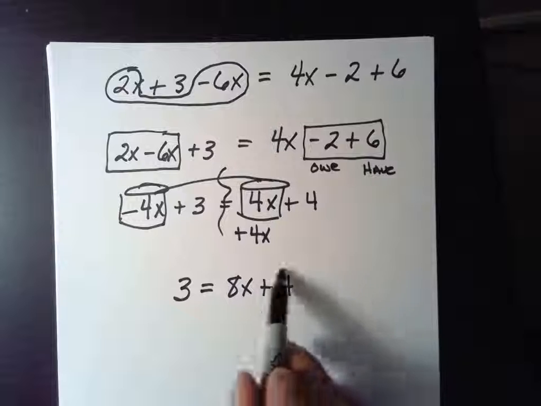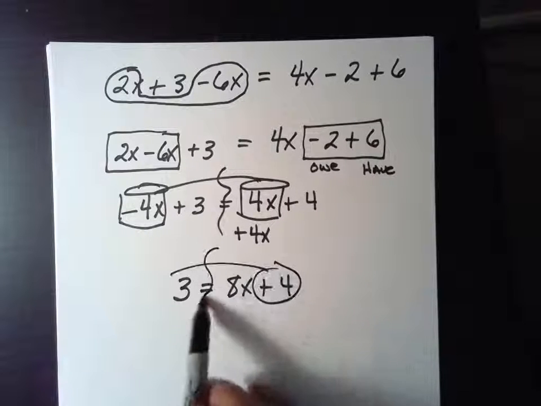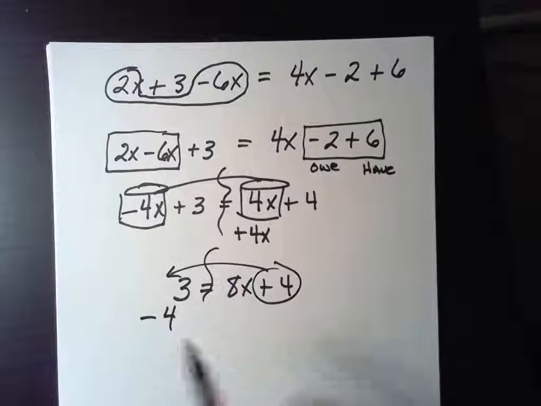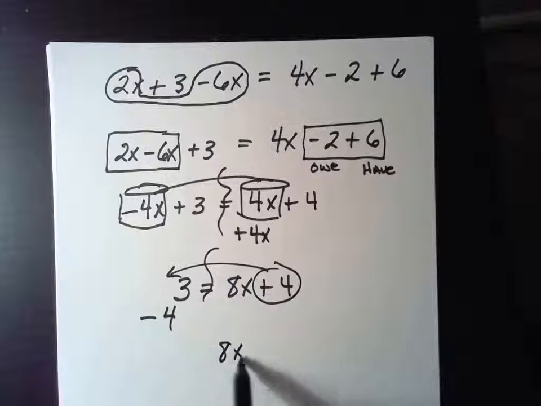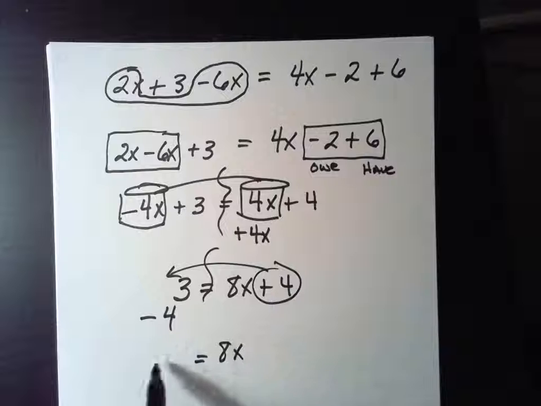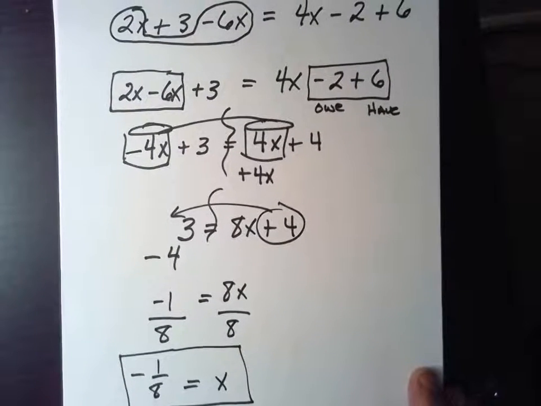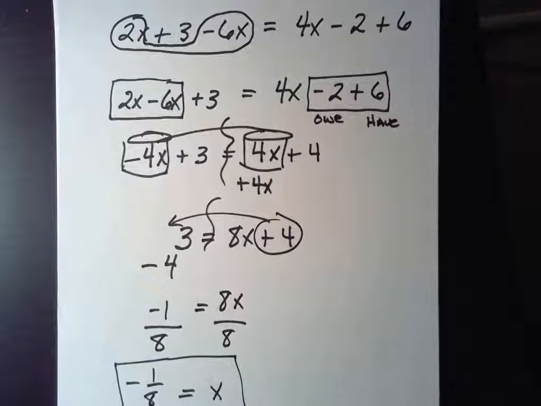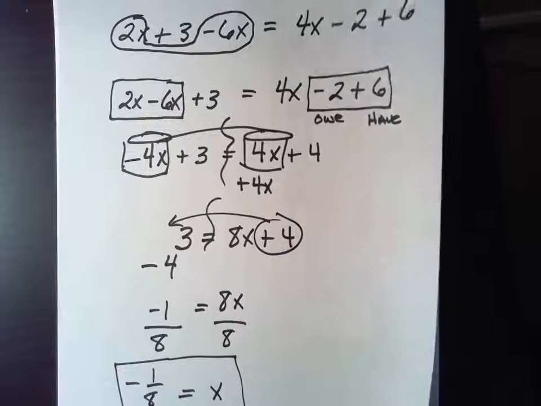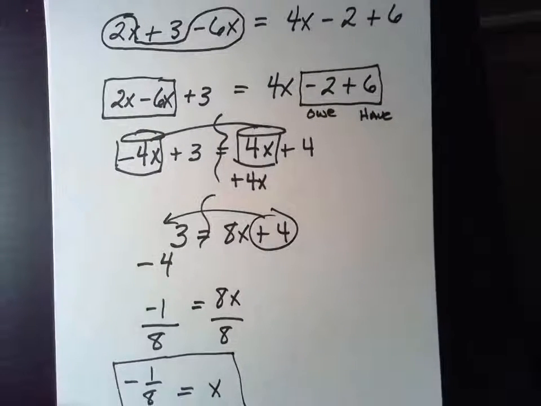And how do you get rid of a 4? Positive 4. Take it across the river, and it becomes a negative 4. 8x is equal to 3 minus 4 is negative 1, and divide by 8. X is equal to negative 1/8. So that's an example of using combining like terms with no distributive law. Usually, you have some questions that do it before or after.